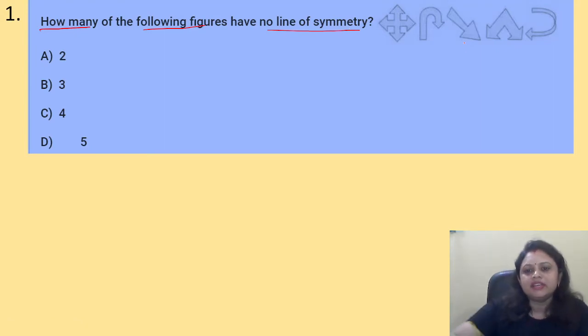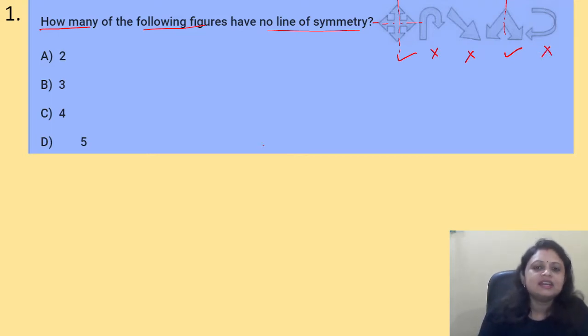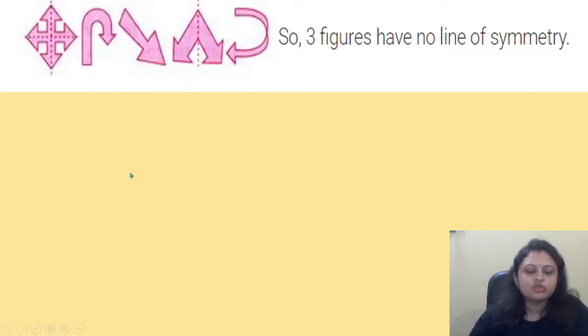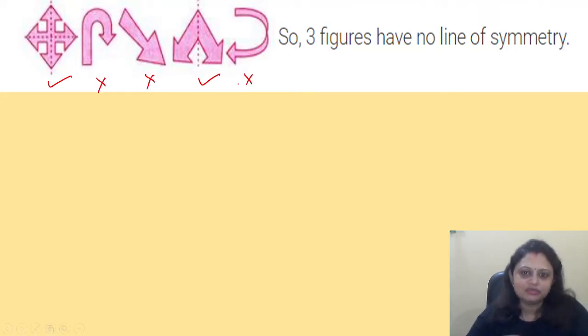So if we check for the first figure, yes, there is a line of symmetry. Yes, and for this figure no line of symmetry. Here also no line of symmetry. Here there is a line of symmetry. Okay, and in the last figure also there is no line of symmetry. So we can say that three figures have no line of symmetry. So the correct answer is option B, that is 3. Okay, so you can check it. This figure has line of symmetry, and these three figures have no line of symmetry. Got it? Okay, coming to the next question.